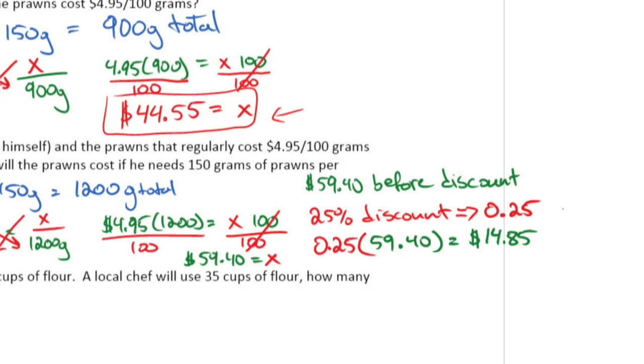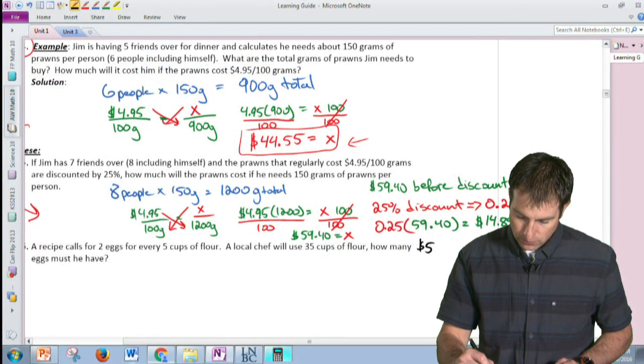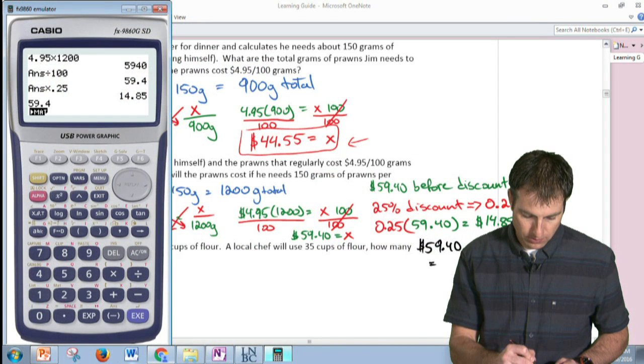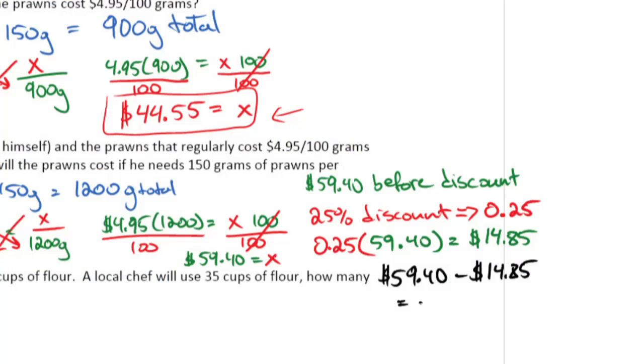So it doesn't ask for the discount, it asks for how much it'll cost. So if the cost was $59.40, I say, 25% discount, it's going to be $14.85. You're going to go $59.40 minus $14.85. And you get $44.55 total.